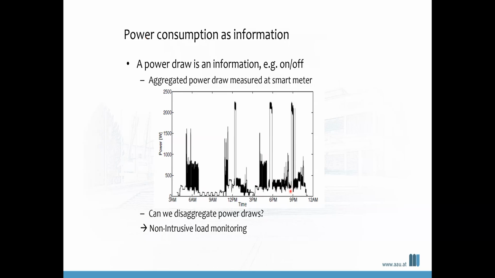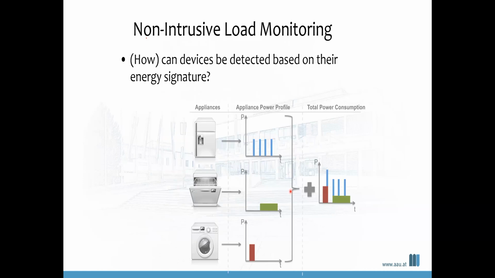So with non-intrusive load monitoring, we are trying to disaggregate these power draws, to separate them back to their sources from different devices. And basically that would look like this. If an appliance has a power profile that is significant, for example, a fridge, if closed and set to a certain temperature, would cool down to the target temperature.